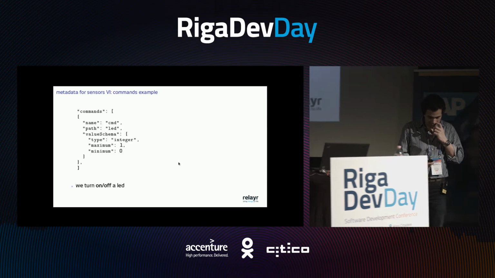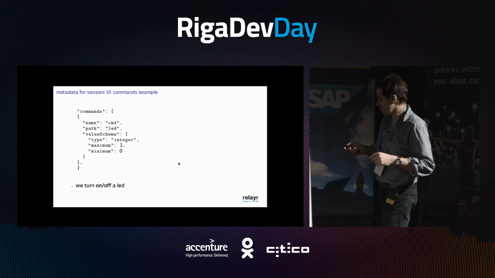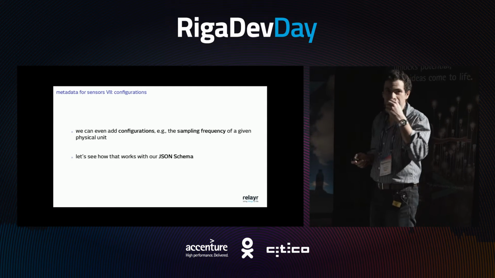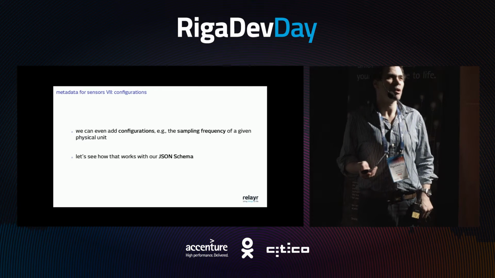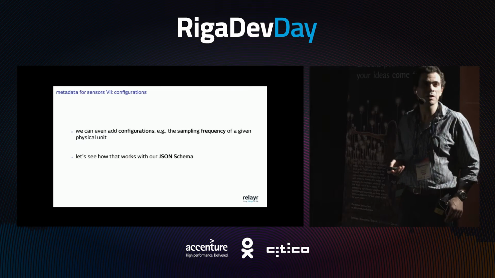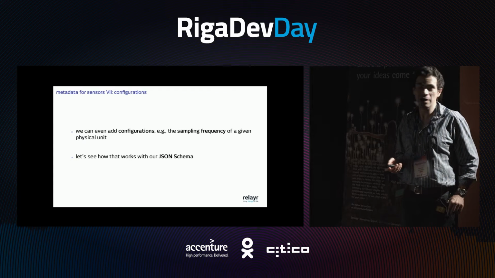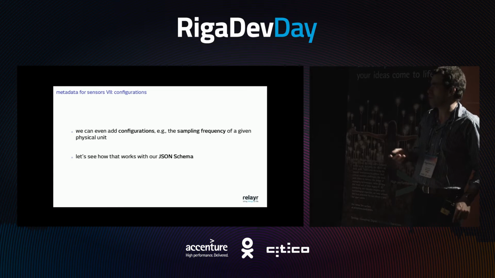Okay, so we saw how it would work with commands. But you can go even further. You can add configurations. So imagine that you have a firmware update, and you can send this firmware update over the wire or over the air to your device. So this will be a configuration.